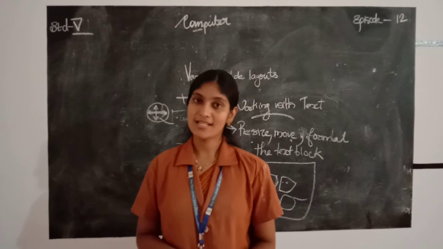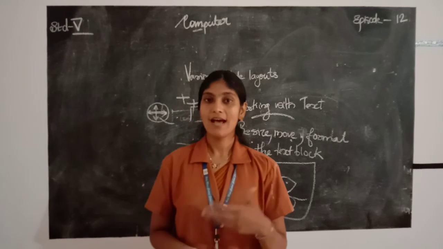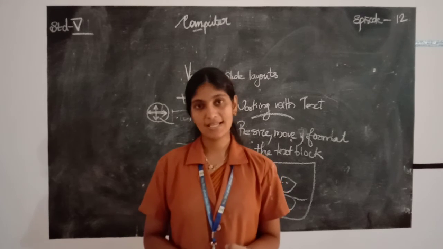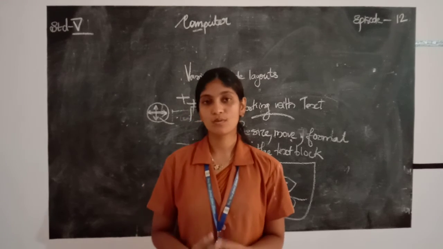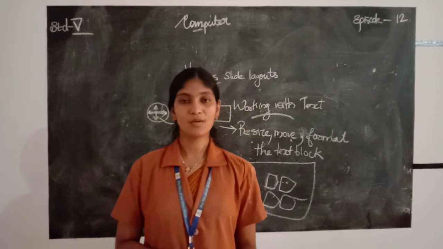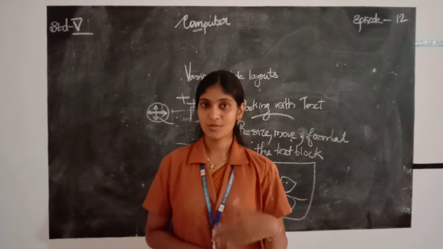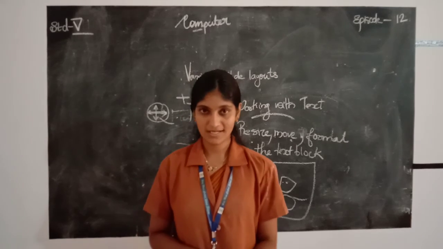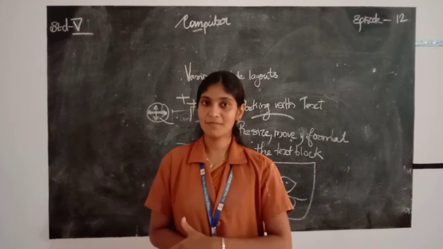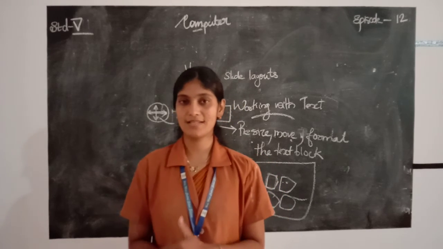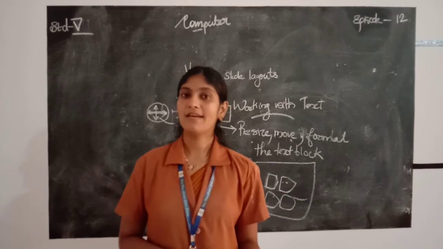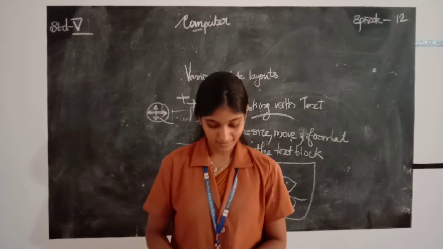Then next, changing the alignment. Mainly there are three types of alignment: left alignment, right alignment, center alignment, and also justify. Left alignment means the text is aligned to the left side of the margin. Right alignment means it is aligned to the right side of the margin. Center means in between the left and the right. And justify means both the left alignment as well as the right alignment.